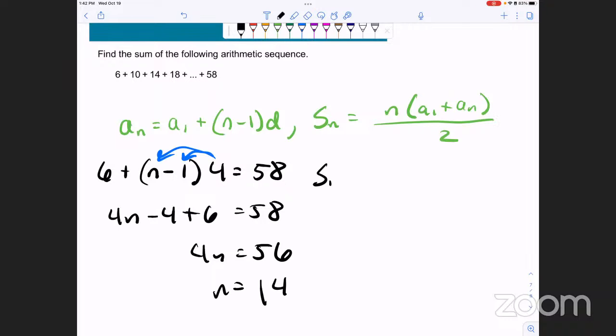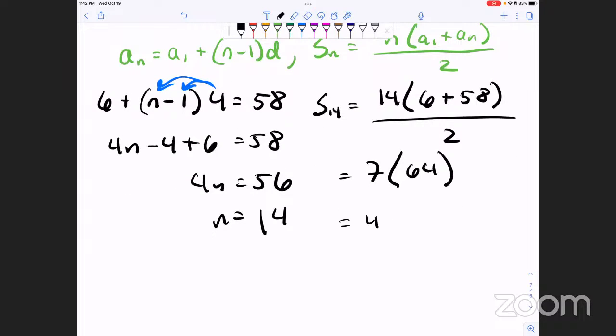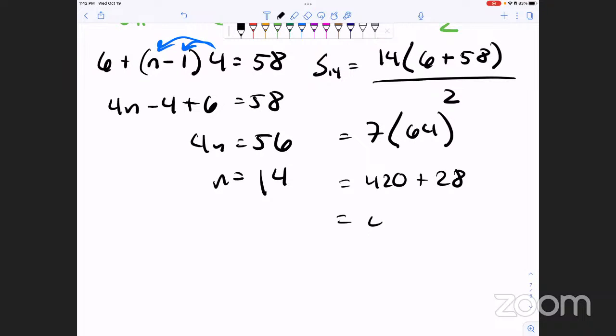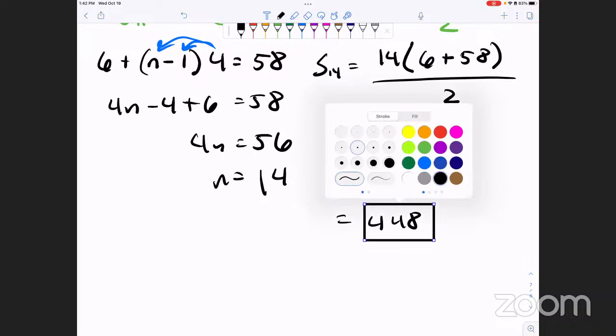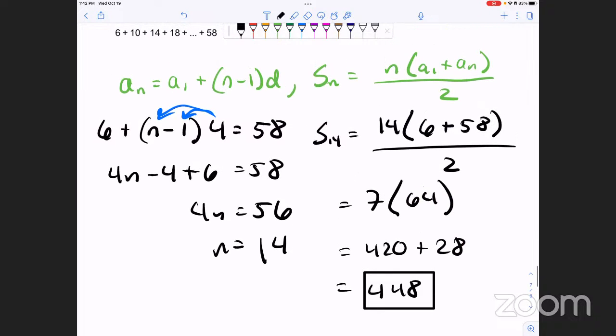So then we want to find the sum of the first 14 terms. It's going to be 14 times 6 plus 58 all over 2. That's going to be 7 times 64, 448. I tried to show pertinent information and write out some of my inner thoughts so that you guys can see what I'm thinking. Hopefully it makes sense. 448.